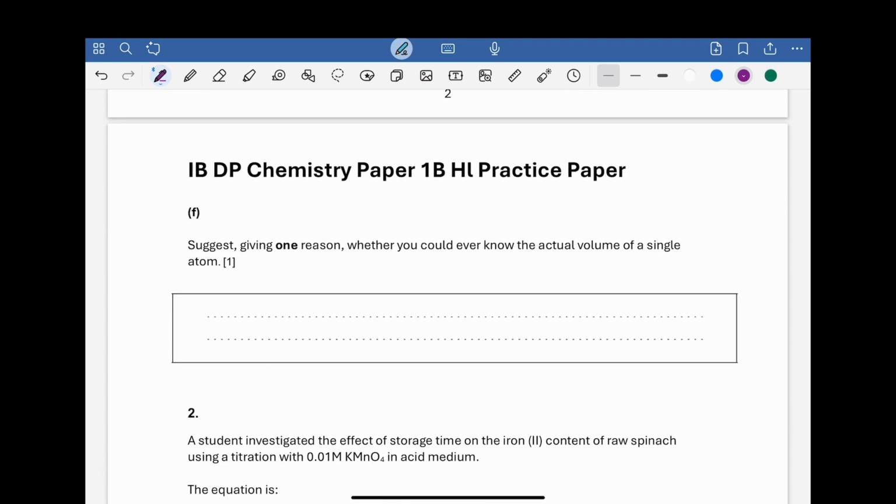F. Suggest one reason whether you could ever know the actual volume of a single atom. What range of answers are possible for this question? So we can say no. If we say no, then we can say the probability of finding the electron is low.